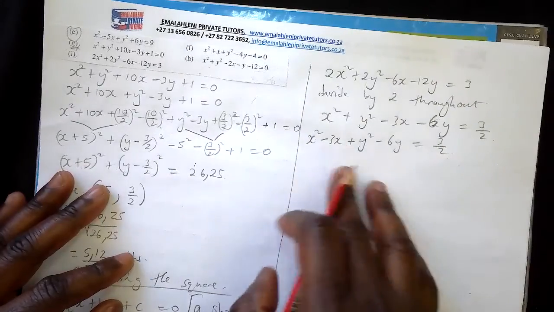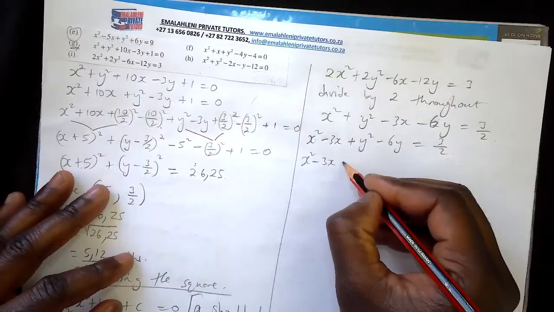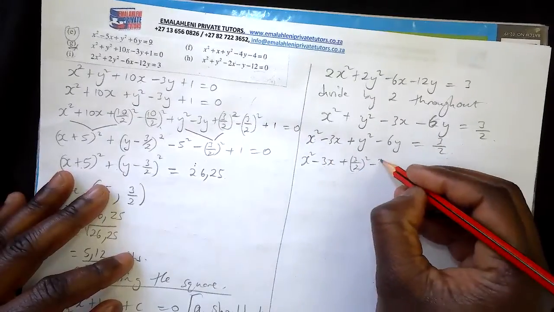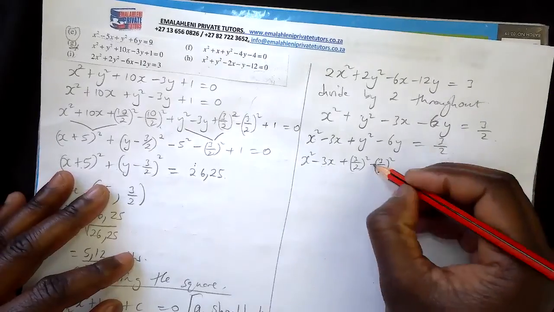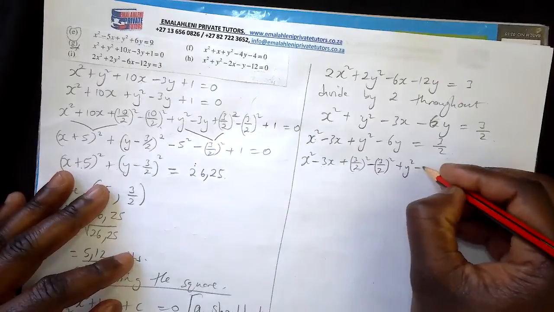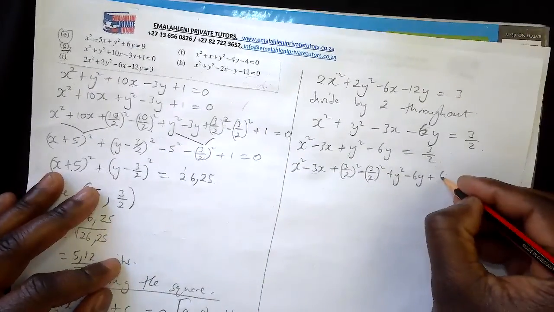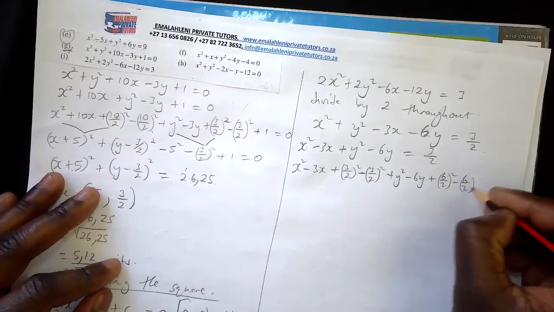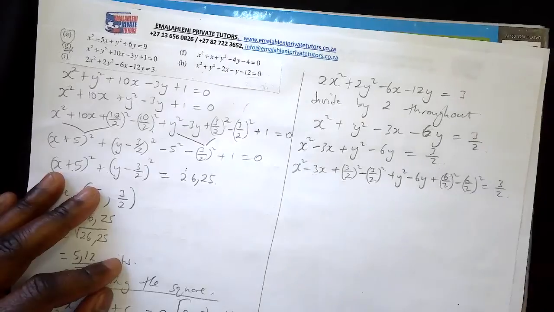Then we do our completing the square: x squared minus 3x plus 3 over 2 squared, minus 3 over 2 squared, half of the coefficient, plus y squared minus 6y plus 6 over 2 squared, minus 6 over 2 squared, is equal to 3 over 2.